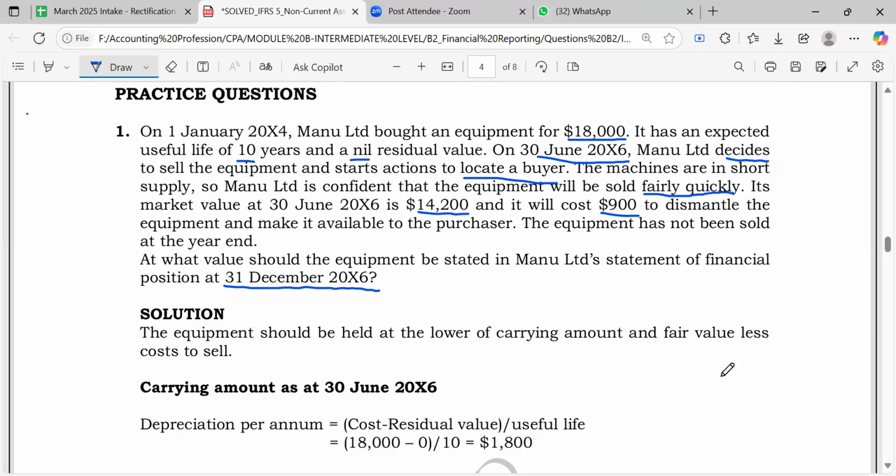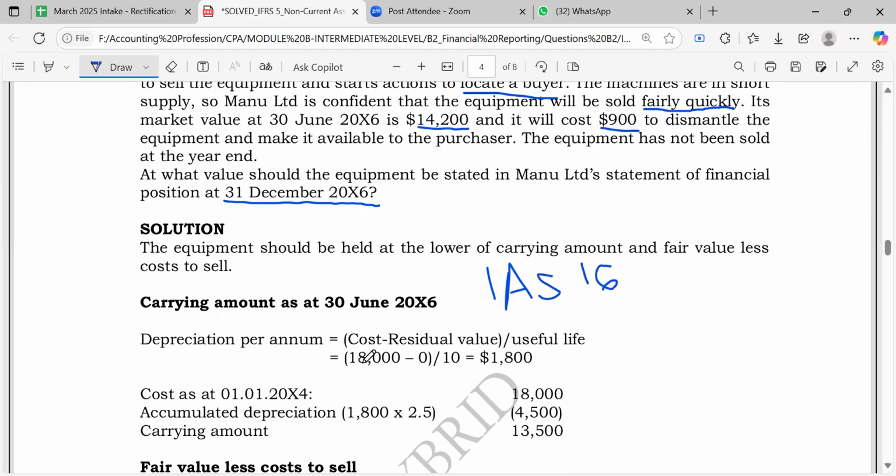Just like we said, you have to state that first of all you classified it as held for sale on 30 June 2026. Until then, you classify it as normal PPE under IAS 16. In an exam, you specify that you are using IAS 16 to treat this asset. So obviously you have to get the depreciation. We know how to get it: cost, which is 18,000, minus residual value, which is nil, over useful life, which is 10, and you have 1,800.